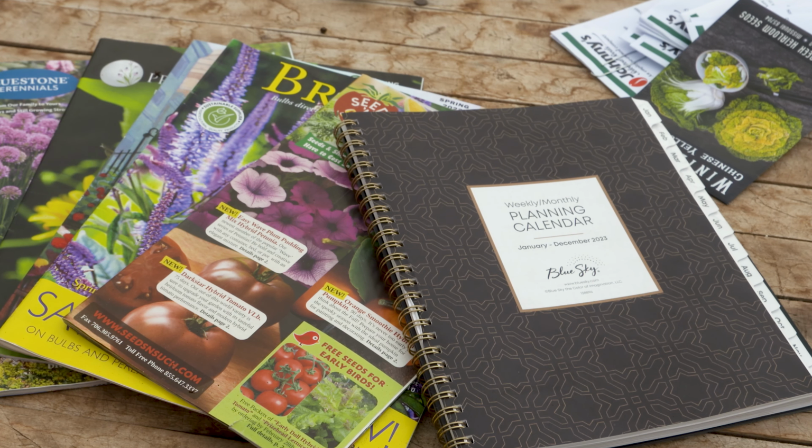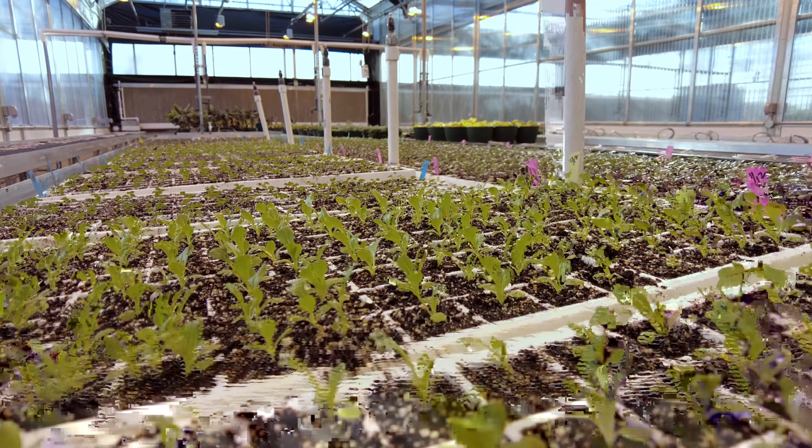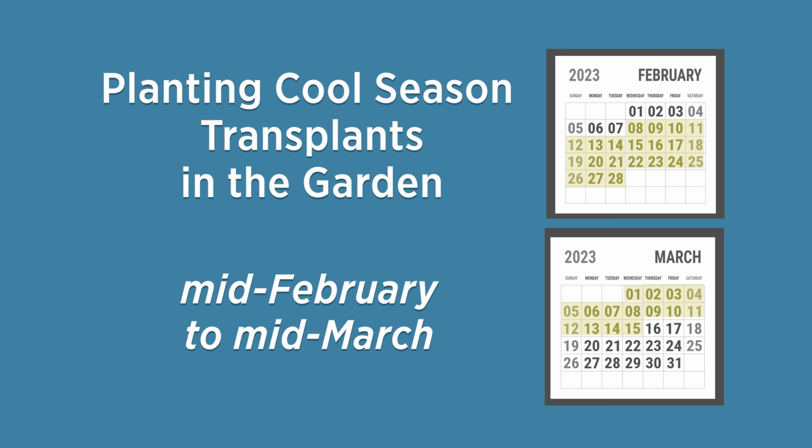So if you want to start your own transplants, then we need to start thinking about those transplants sooner than your planting date. So that means we need to look at our calendar and back up a few weeks. Most of your cool season transplants need to be planted about 5 to 7 weeks prior to the date that they're going to be planted out in the garden. If our range is mid-February to mid-March, we need to look at our calendar and count backwards from the date we hope to plant the transplants outside.